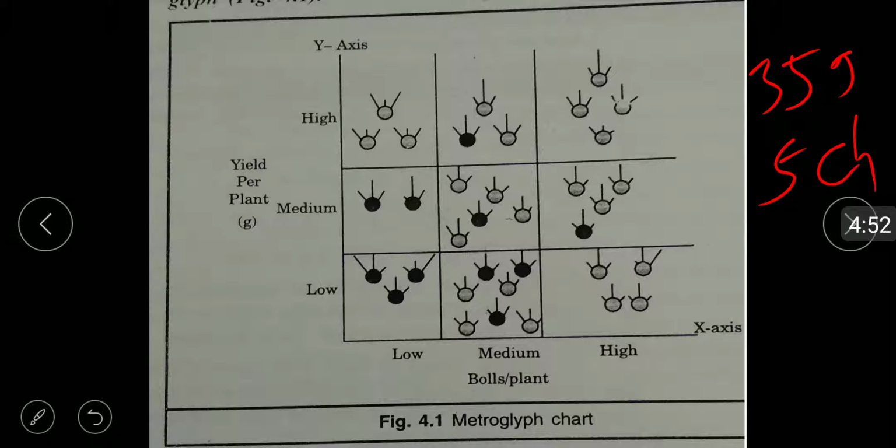The yield and the bolls per plant are highly variable characters, which will be taken on the x and y axis, and other traits are depicted on the graph. Here we can see yield and bolls per plant. They are highly variable, so we take these as the major ones. So we depict it like this: high, medium, and low yield, and low, medium, and high bolls per plant.